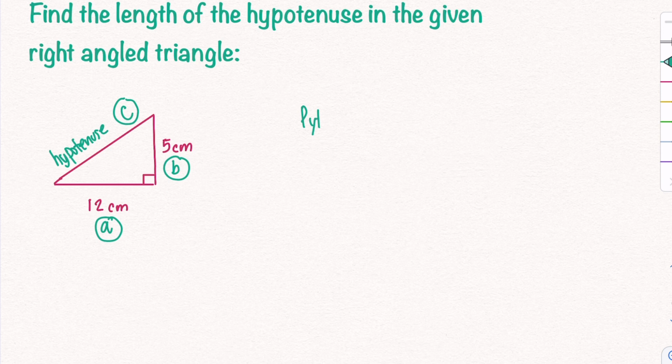Now what does the Pythagoras theorem say? It says C squared equals A squared plus B squared. And look at the question. The question says, find the length of the hypotenuse in the given right-angled triangle. So I'm looking for my hypotenuse C. This is what I'm looking for.